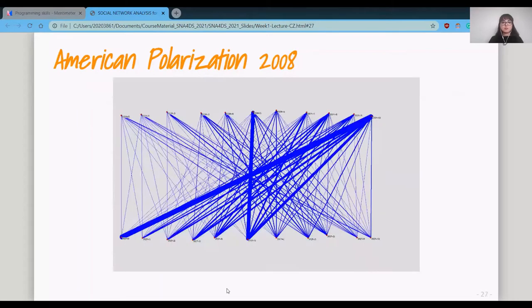Okay, another example. This is a survey that has been done in the US, about 5,000 people replied in 2008, right before Obama was elected. This row over here is the Democratic Party, and this row over here is the Republican Party. People were asked, how much do you like the Democrats from 0 to 10? How much do you like the Republicans from 0 to 10?